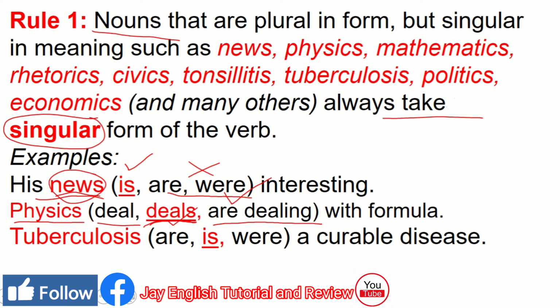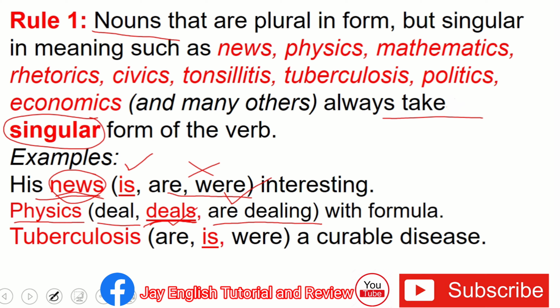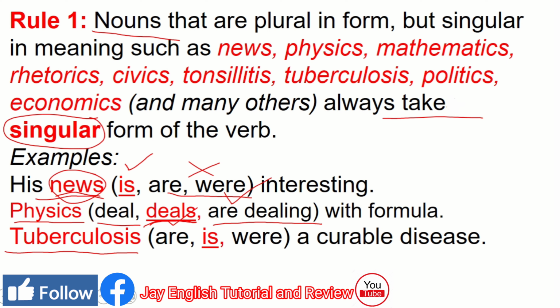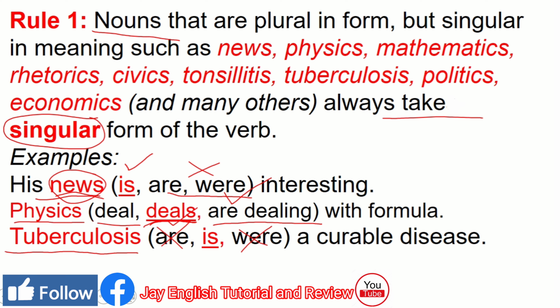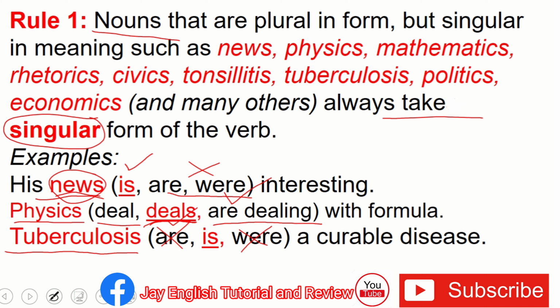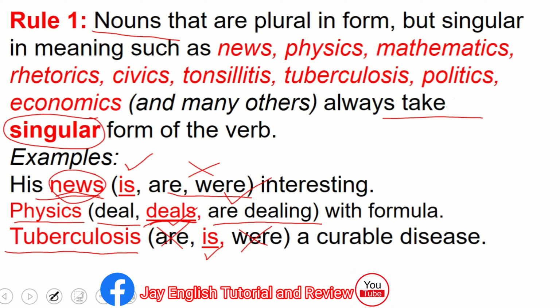Number 3. Tuberculosis, are, is, were a curable disease. Using a word like tuberculosis, it always takes a singular verb. So are is plural, you cannot use are, and were is plural past tense, the past tense of are. So the correct verb here is is. Tuberculosis is a curable disease. Okay?